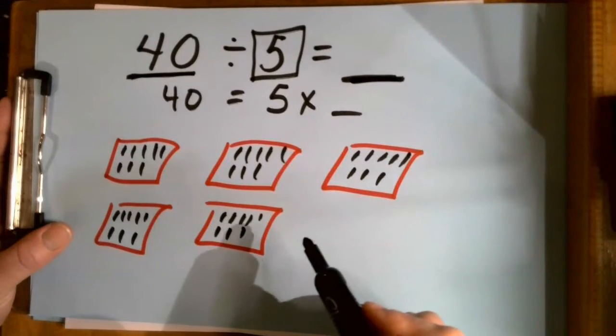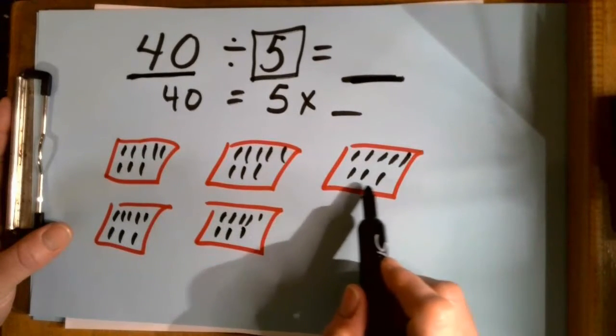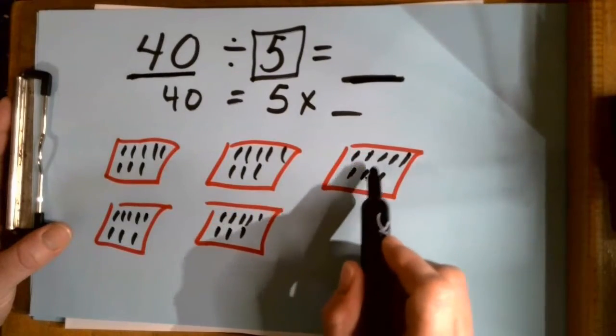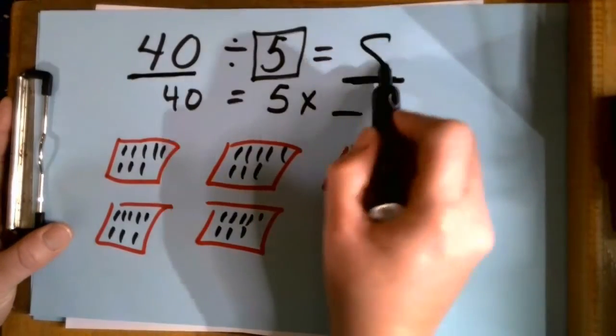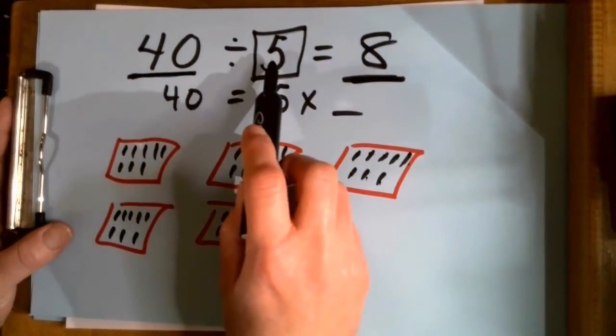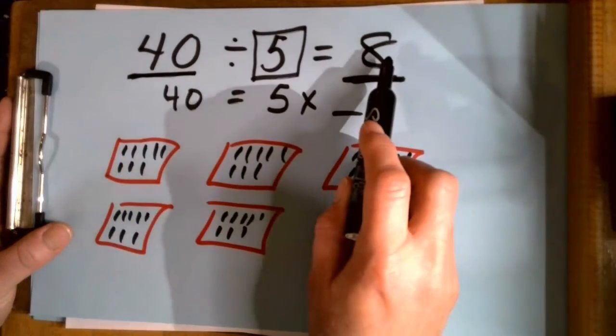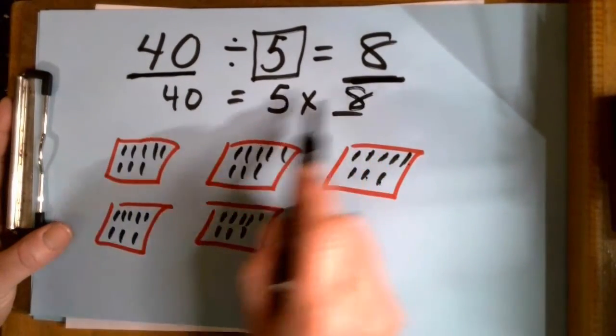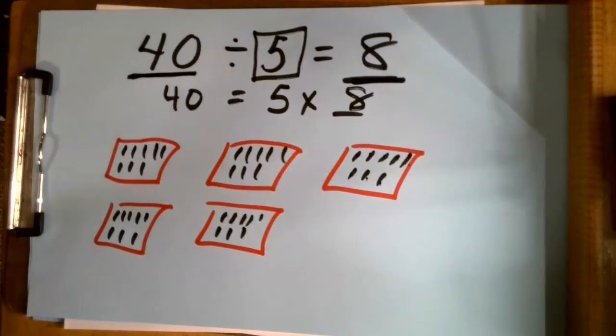How many is in each box for each ornament? 1, 2, 3, 4, 5, 6, 7, 8. 40 divided into 5 groups is equal to 8. Just the same way 5 times 8 equals 40.